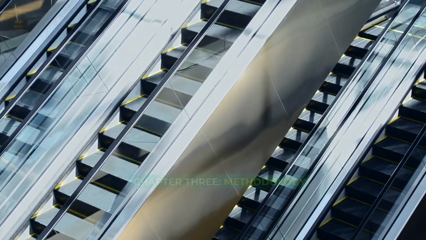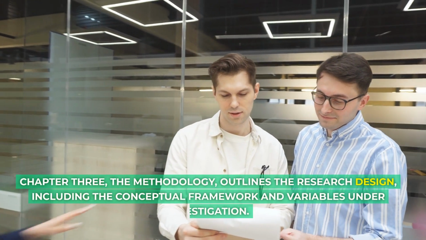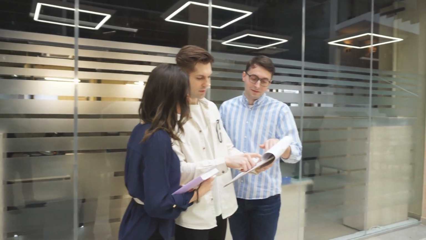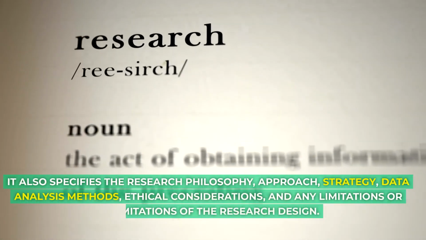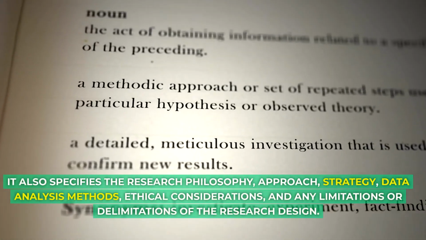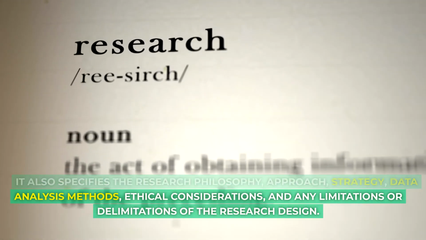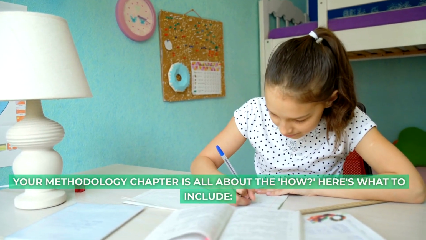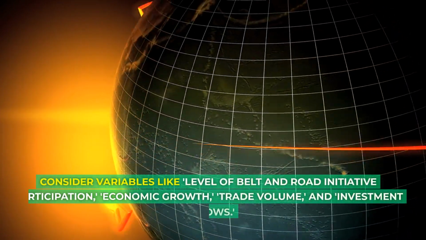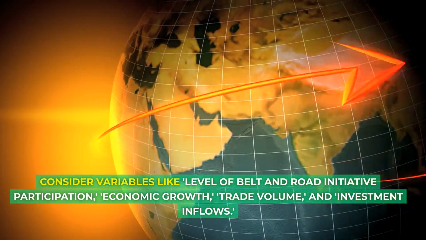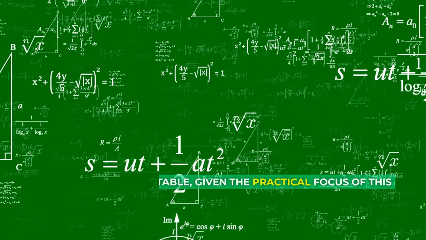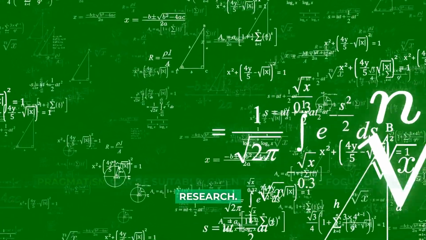Chapter 3, Methodology. Chapter 3, the methodology, outlines the research design, including the conceptual framework and variables under investigation. It also specifies the research philosophy, approach, strategy, data analysis methods, ethical considerations, and any limitations or delimitations of the research design. Your methodology chapter is all about the how. Here's what to include. Conceptual framework. Consider variables like level of Belt and Road Initiative participation, economic growth, trade volume, and investment inflows. Research philosophy. Pragmatism can be suitable, given the practical focus of this research.